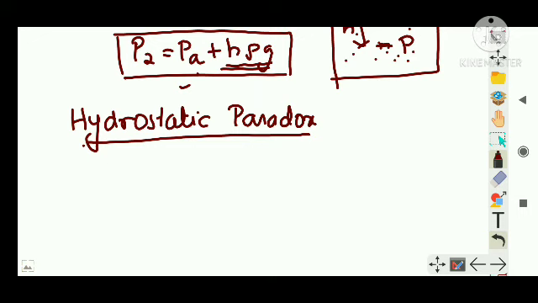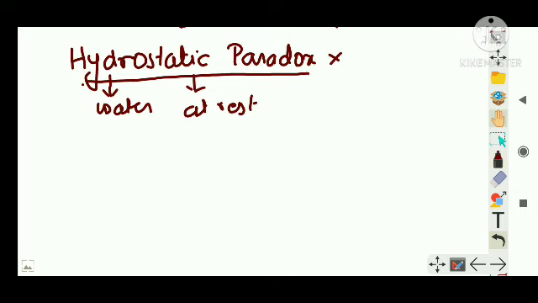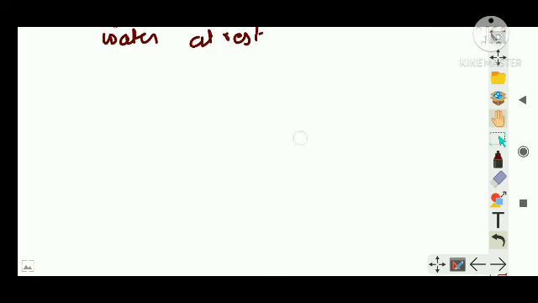Hydrostatic paradox. Hydro means obviously water. Static means at rest. Paradox means something which you don't think will be happening, but it happens. I will explain it with an example. Suppose I am going to consider a vessel like this. I am having a vessel like this.